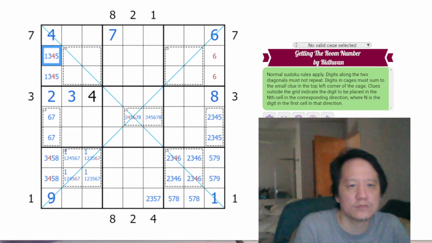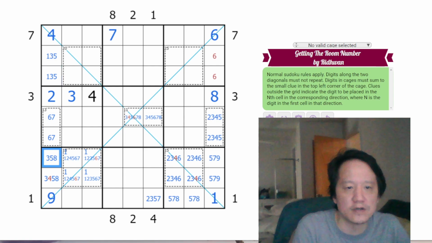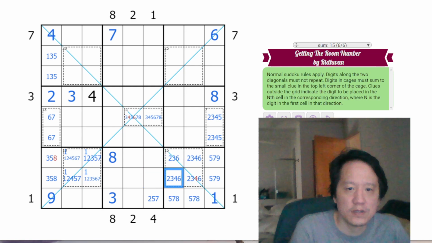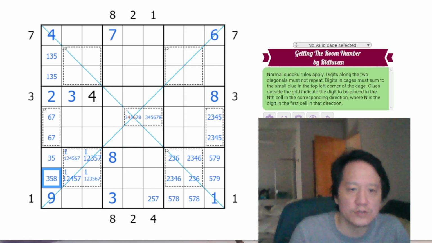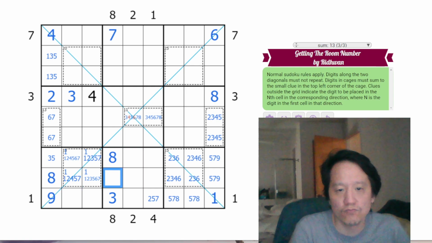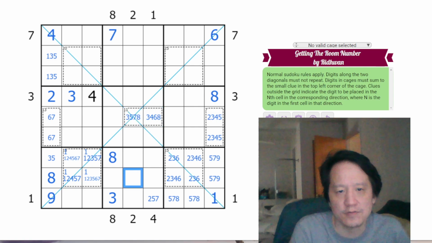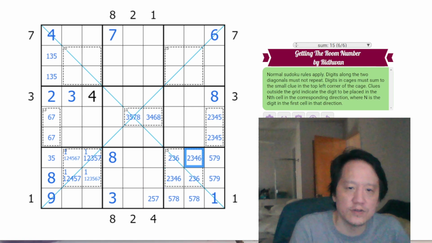Okay. So if the 7 is there, so no 6 here. If the 7's here, that means the 8 has to be here. Which means this is 3. No 8 here, so this has to be 8. Okay, this cannot be 4, which means that can't be 7. This can't be 6, which means that can't be 5. So the 4 is one of these two.